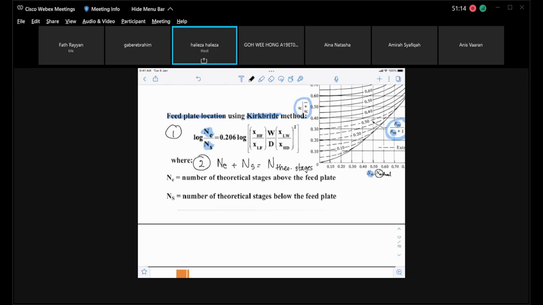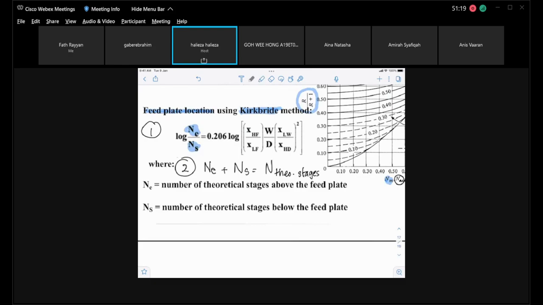Okay, so let's look at the first equation. What do we have here? If you're going to use natural log, this will be natural log, that will be natural log. Both of them should be the same. If it's going to be log, both sides. So what do we have here? This is your heavy key composition in the feed. That is your light key composition in the feed. This is the flow rate of your bottom product. That is the flow rate of your distillate. This is your composition of the light key in the bottom product. And this is the composition of your heavy key in the distillate. Remember, to the power of 2.